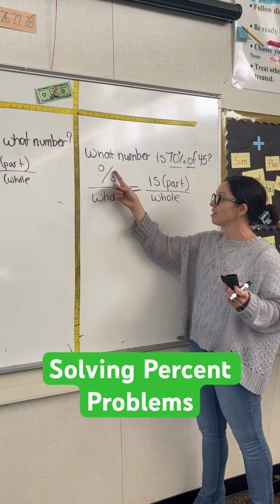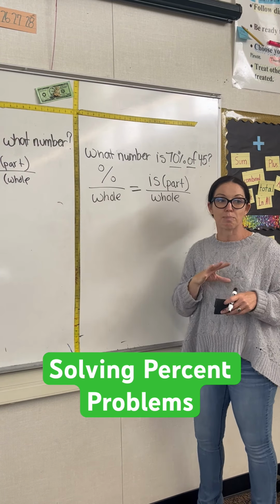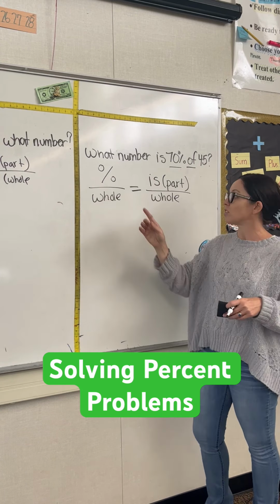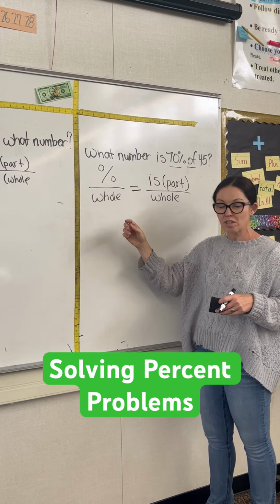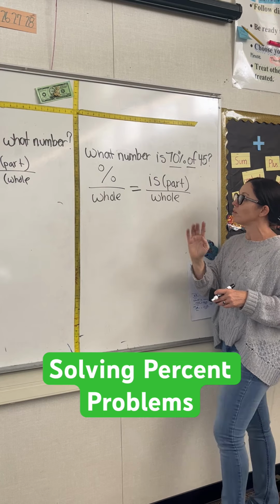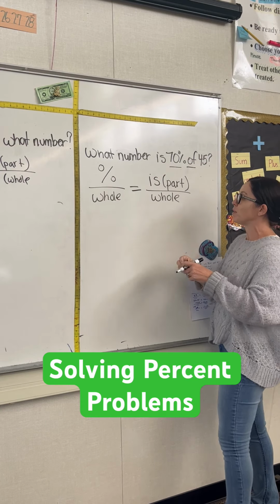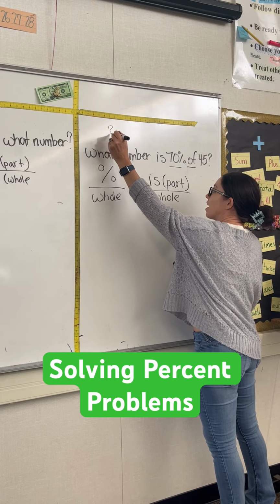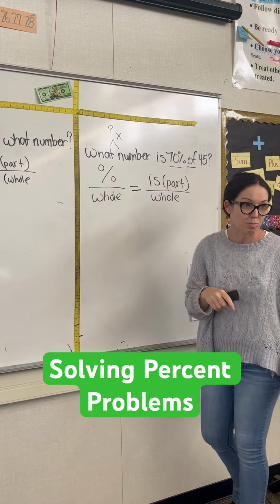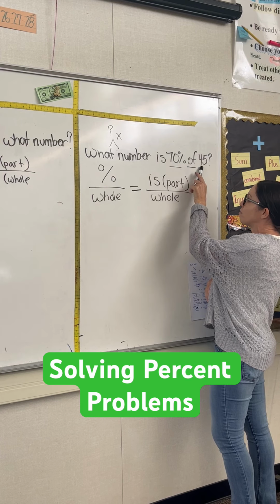The percent is the part over the whole. Now we know that percent means per 100. So it's going to be the part out of 100, which is equal to the part over the other whole. So going back to our original question, what number, the number being the unknown, or the x if we're thinking algebraically, is 70% of 45.